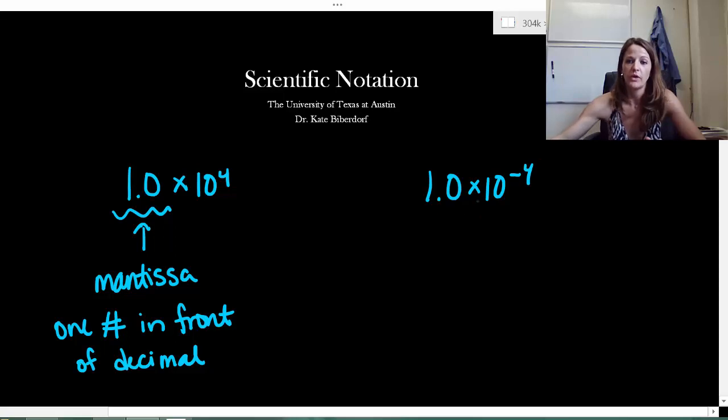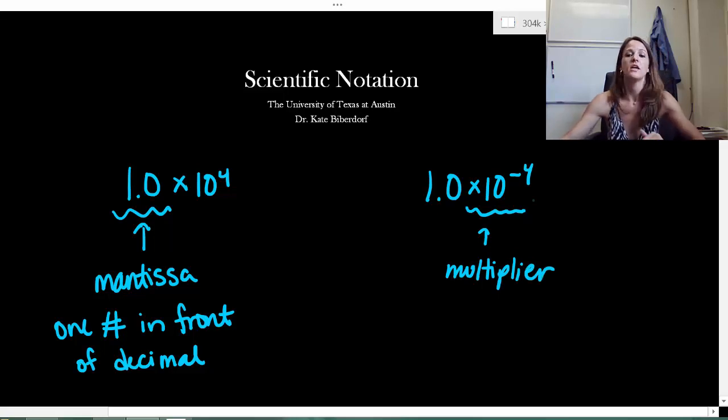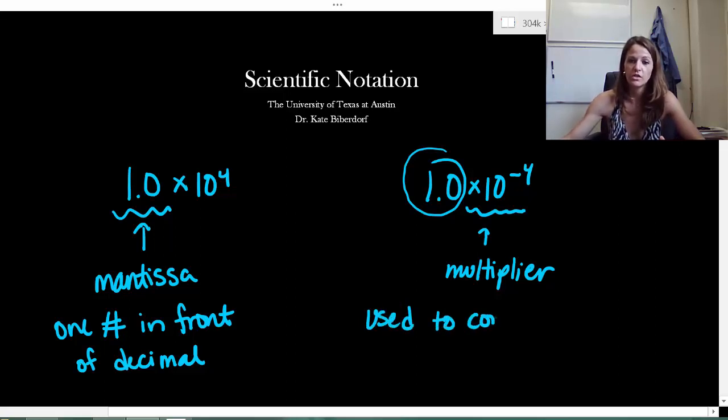The other section I should point out is called the multiplier. This part right here, the times 10 raised to some kind of exponent, is called your multiplier. What the multiplier does is it allows you to write the mantissa with one digit before the decimal, but then you use this multiplier, basically a mathematical equation, to get your number back to the original state. So your multiplier is used to convert to original state.